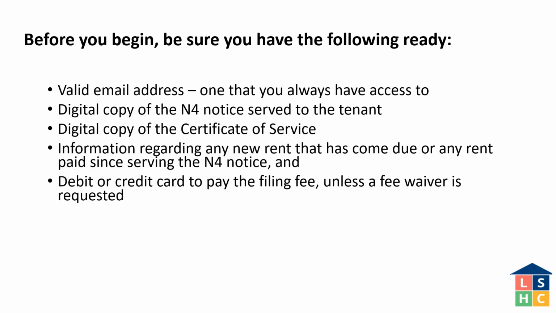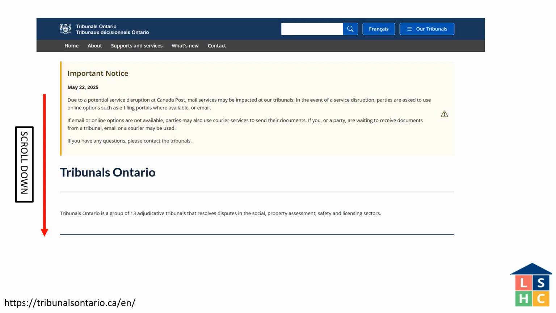Before getting started, it's important to ensure that you have all the necessary documents and information ready. This includes a valid email address that you will always have access to, a digital copy of the N4 notice served to the tenant, a digital copy of the certificate of service, and information regarding any new rent that has come due or any rent paid since serving the N4 notice. You also need your debit or credit card details to pay the filing fee, unless you plan to request a fee waiver.